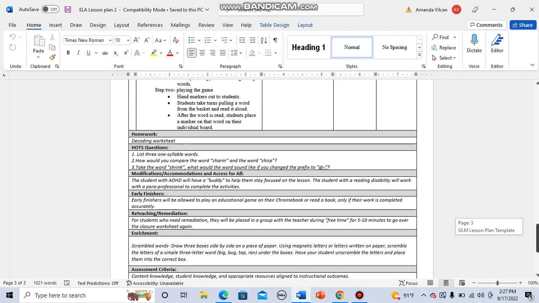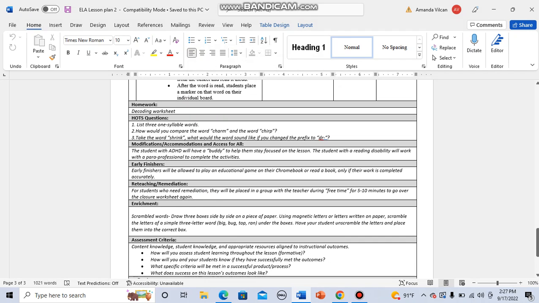My 3 higher order thinking skill questions are: 1, list 3 one-syllable words, kind of assessing their knowledge of the lesson. Number 2 is how would you compare the word charm and the word chirp? So therefore you're changing the suffix of the word and they have the same prefix. And then number 3 is take the word shrink. What would the word sound like if you changed the prefix from shr to dr? So now the word would read drink.